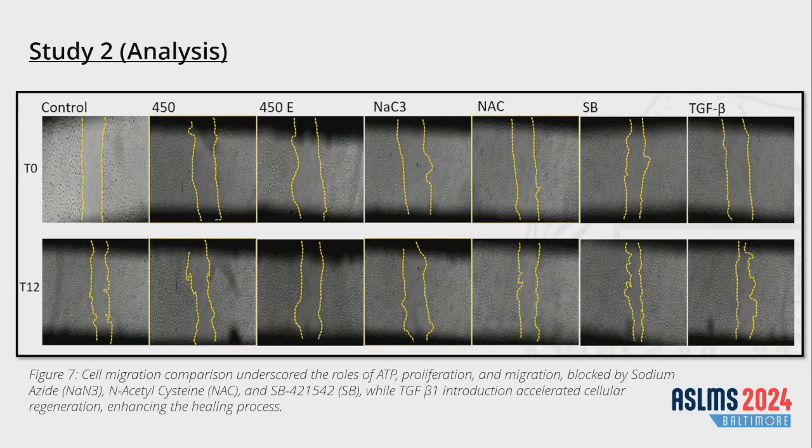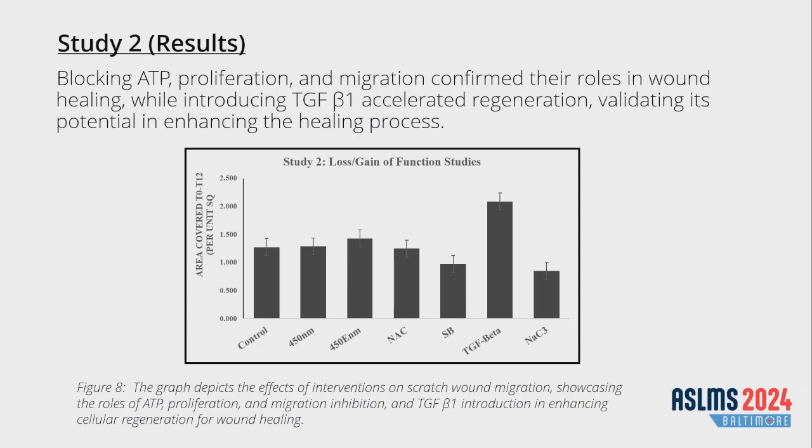This is an example of the scratch assay, and we can visually see that with TGF-beta, the closure is much better than even 450 nanometer, which again will be shown in this slide. So here we can see the closure in TGF-beta is much better, which again validates the fact that TGF-beta is hence responsible. For the N-acetylcysteine, which blocks the proliferation pathway, there is not a lot of difference compared to 450 nanometer, which tells us that proliferation might not be the factor. But migration, and again ATP, does have a main role.